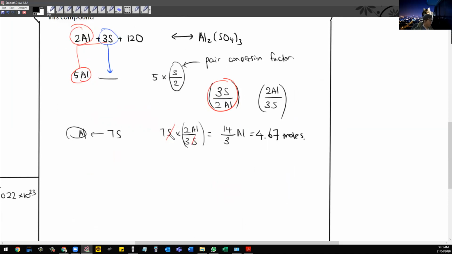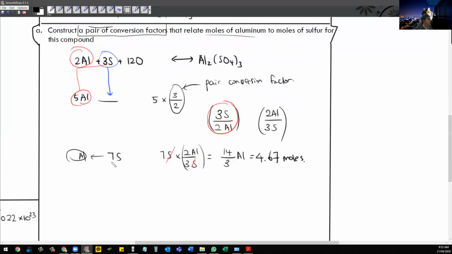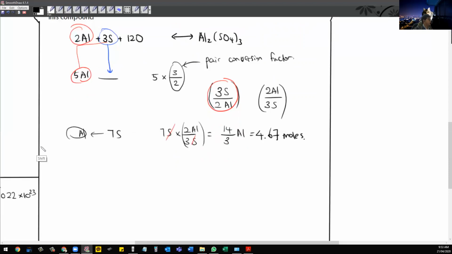Okay. Were you guys able to understand this canceling out of the unit there? Not really. Okay. So let's go through a little bit on unit conversion.